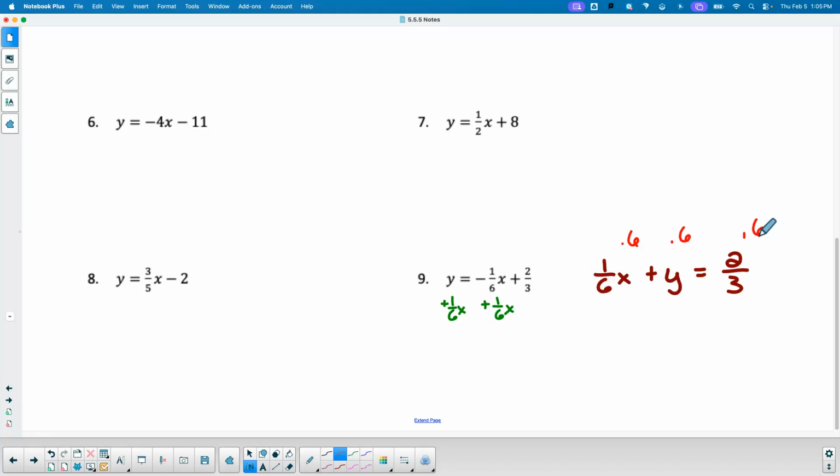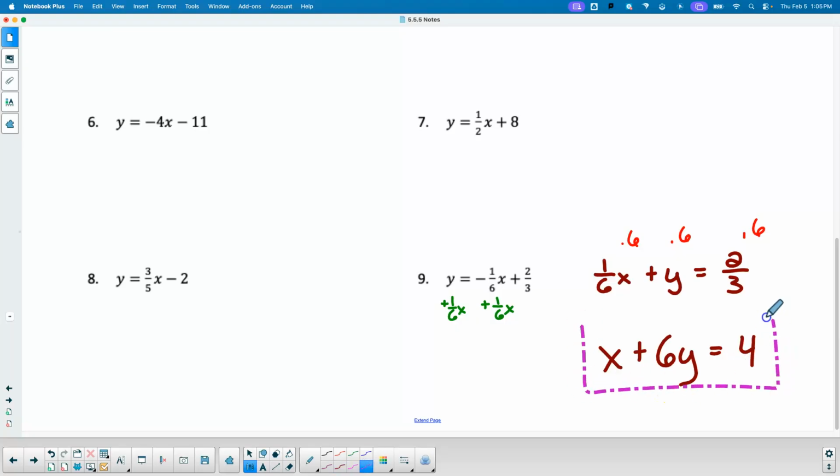So 1 times 6 is 6, divided by 6 is 1. So that leaves me with x. 6 times 1 is 6, so that gives me 6y. 2 times 6 is 12, divided by 3 is 4. So then that would equal 4. And that one would be the answer.